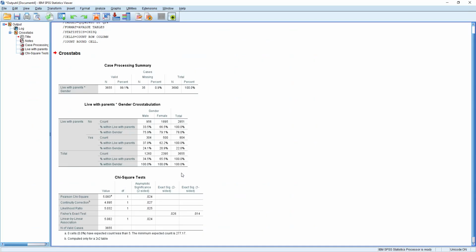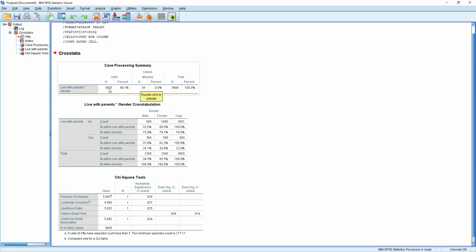So now I'm at the output window. At the top here, I have my case processing summary, which tells me the cases that have actually gone into the cross-tabulation. So again, you've got the valid and you've also got the missing. So we know that, of the valid, there are 3,655. We know, if you remember from the previous video, there are some missing cases in gender. There's 35 missing cases in gender. And so the valid does not include those.